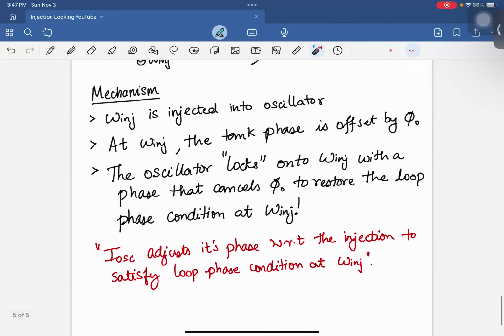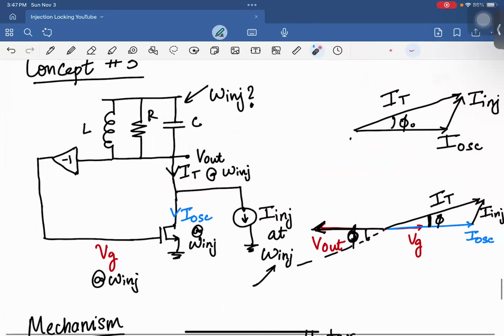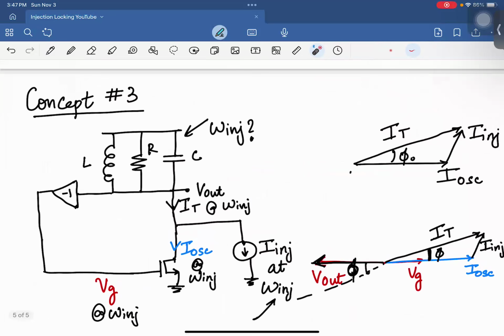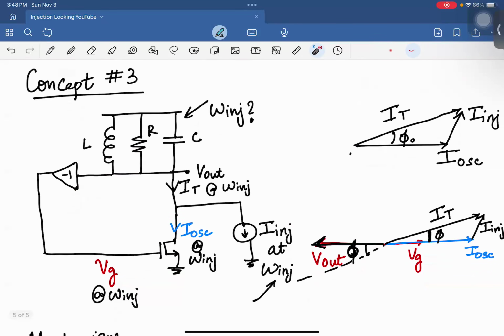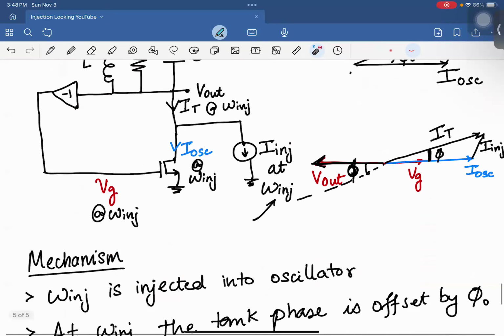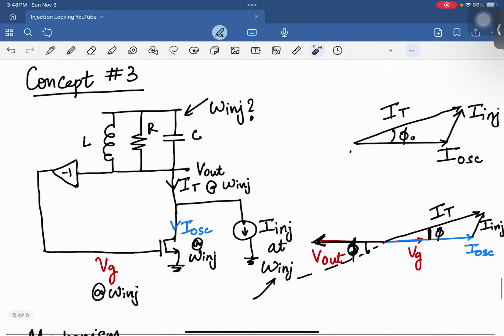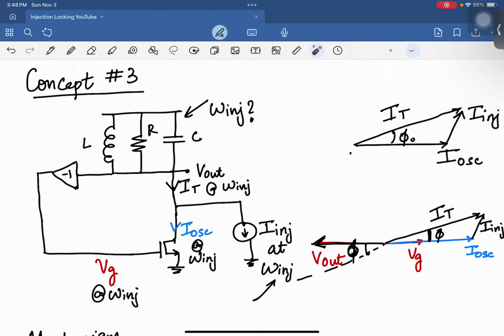And the big question now that you should have, if you've been paying attention closely, is this: we said that at omega injection the Barkhausen criteria is satisfied around this loop, so it's oscillating at omega injection, well and good. But at omega naught, which was the free running frequency, this doesn't have any impact, right? So at omega naught, also the Barkhausen criteria should be satisfied. The loop phase condition should still be satisfied, right? But does it also oscillate at omega naught? No, it doesn't actually oscillate at omega naught. And this intuitive circuits picture doesn't exactly tell us why, because according to Barkhausen, it should oscillate at both frequencies.